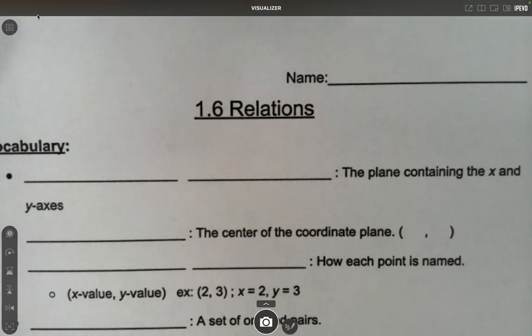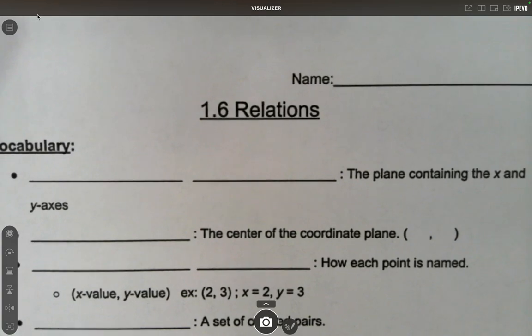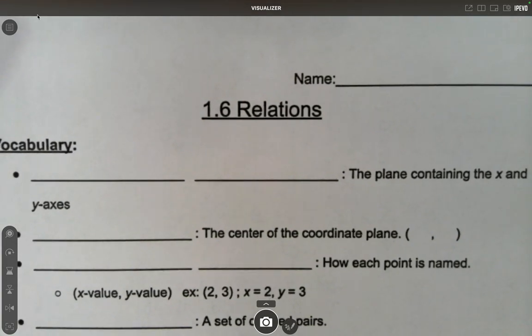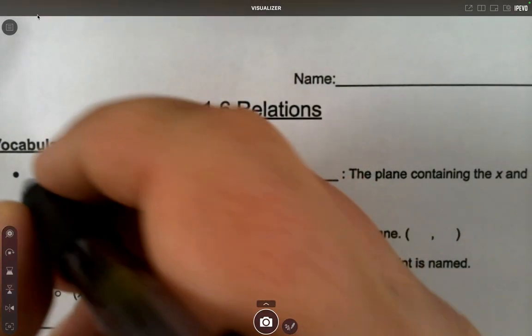Now we're going to talk about something called relations. So let's get some vocabulary out of the way first, make sure we know what we're talking about. The first one should be, I hope, familiar. That's the coordinate plane.